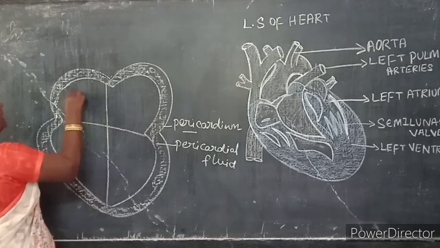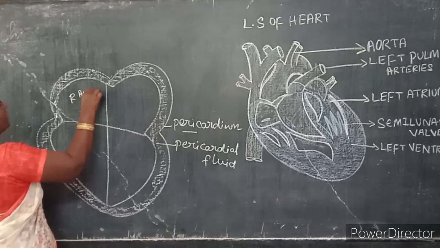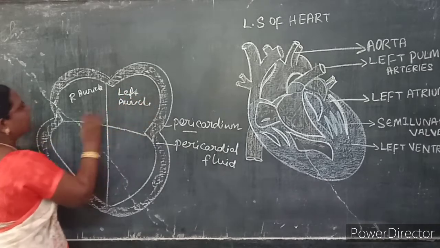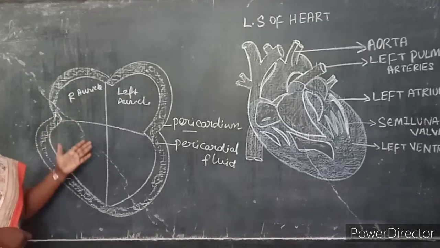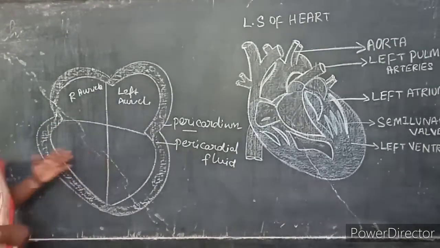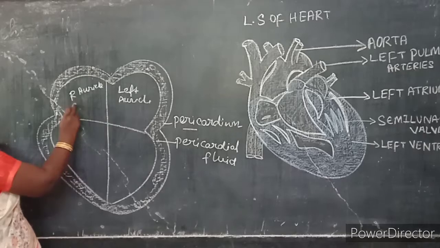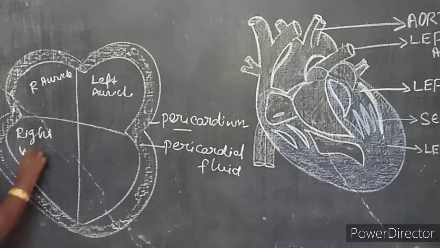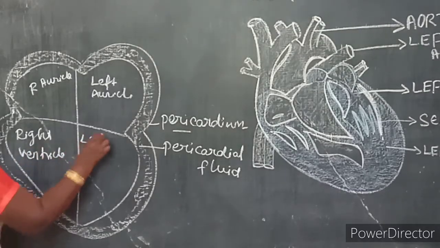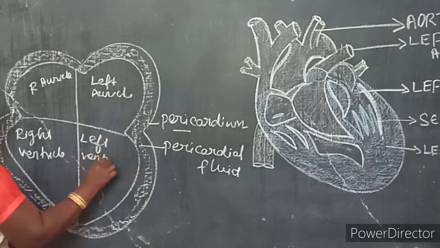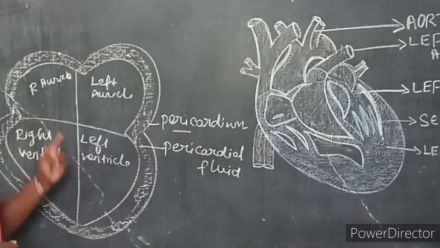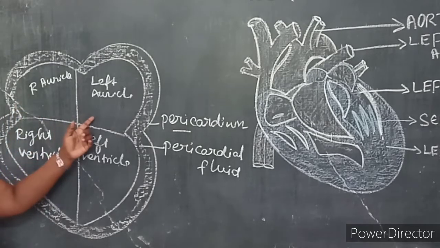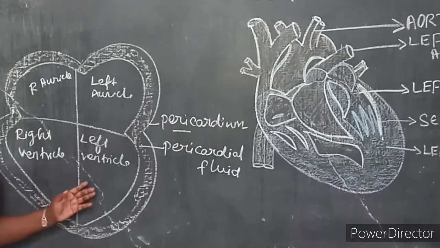Then the heart is split into four chambers. The first one is the right auricle, and the second one is the left auricle. The upper chambers are known as auricles. The lower chambers are known as ventricles. So the heart is split into four chambers: right auricle, left auricle, right ventricle and left ventricle.